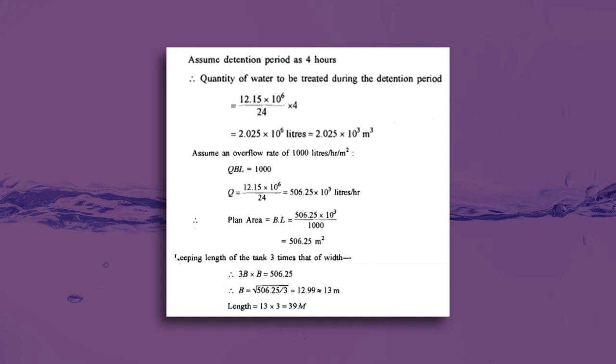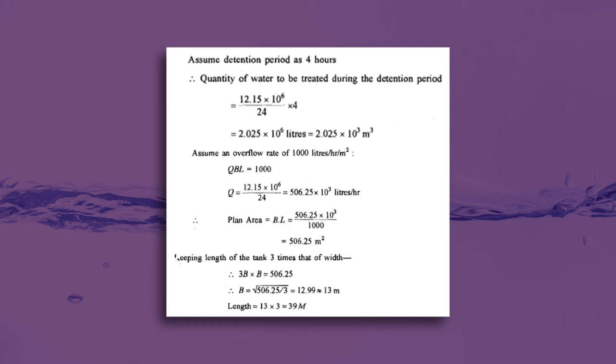Assume an overflow rate of 1000 liters per hour per meter square and Q/BL equal to 1000. Then Q is equal to 12.15 × 10^6 divided by 24, which is equal to 506.25 × 10^3 liters per hour. So plan area, B × L, is equal to 506.25 × 10^3 divided by 1000, which is equal to 506.25 meter square.